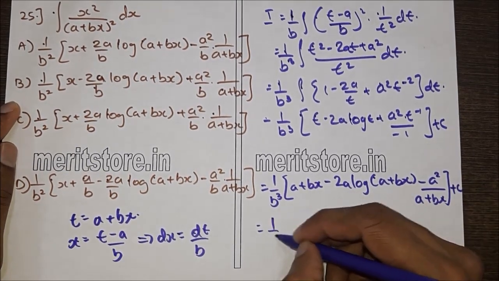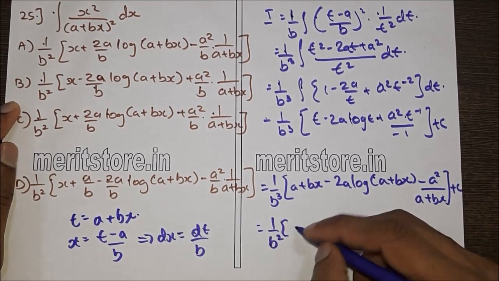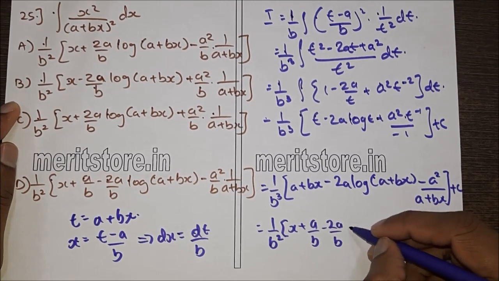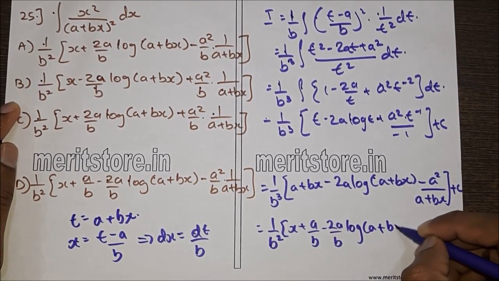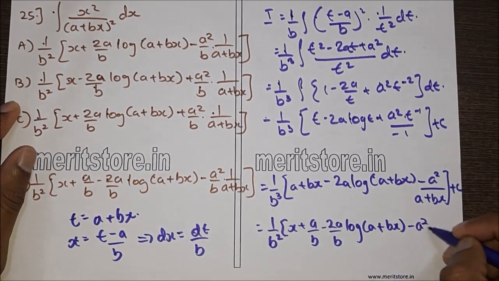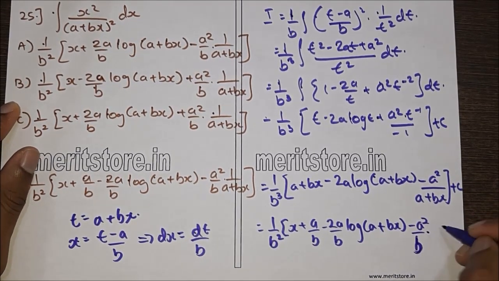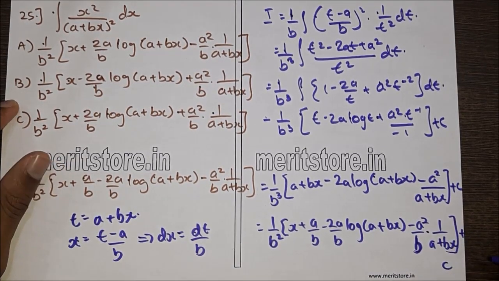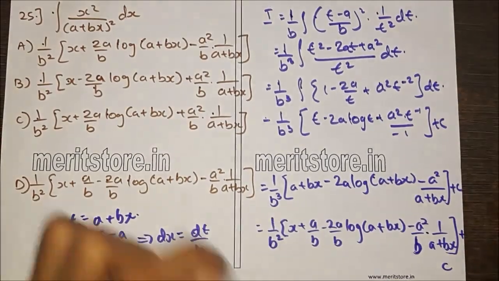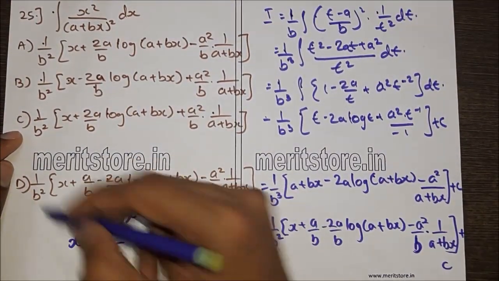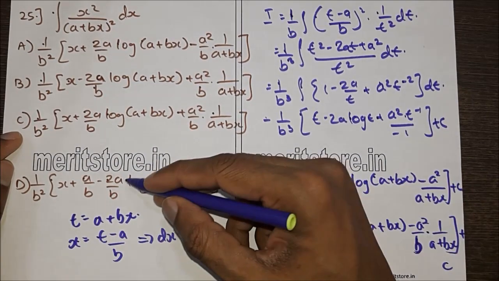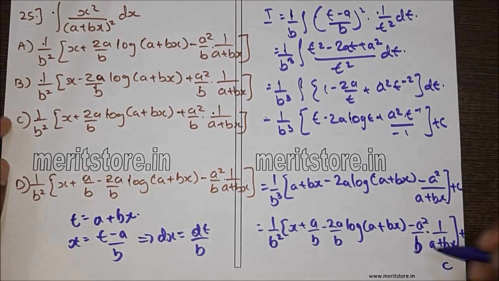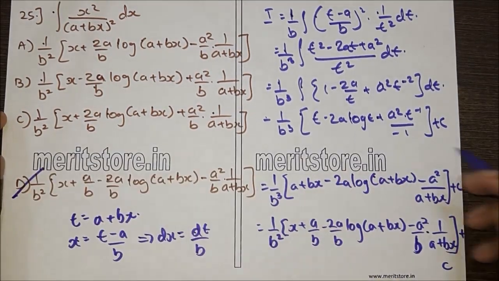Further, we can write this as 1 upon b square x plus a upon b minus 2a upon b log a plus bx minus a square upon b into 1 upon a plus bx plus c. If we see, our answer matches with option D, that is 1 upon b square x plus a upon b minus 2a upon b log a plus bx minus a square upon b into 1 upon a plus bx plus c. Therefore, option D is the correct answer.